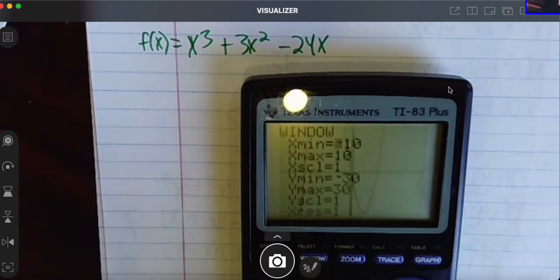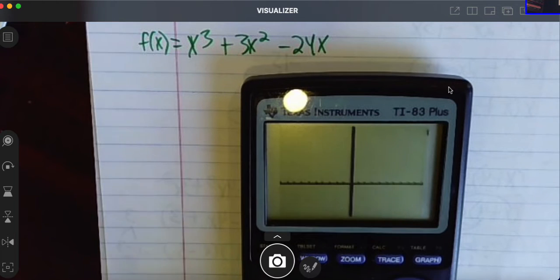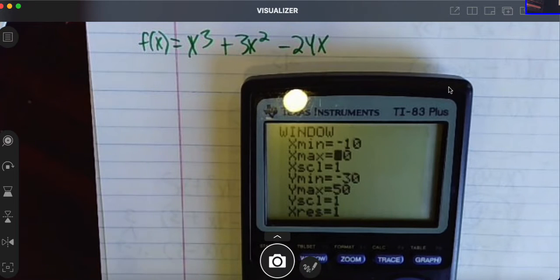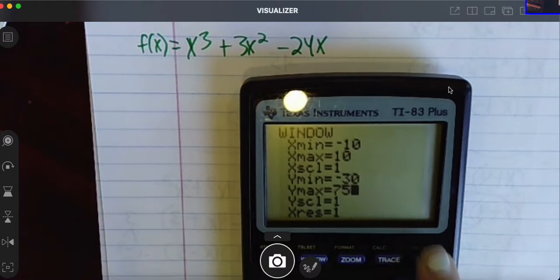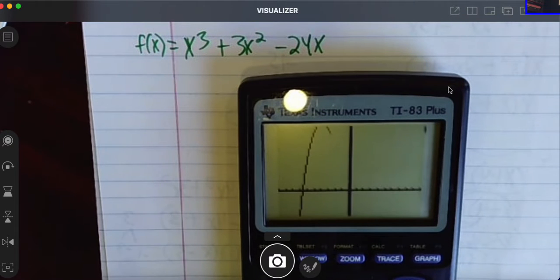So I'm going to go to my window. And which one takes me up? My y max. So you're going to have to go higher than 50. I'm just going to try it. I'm going to go up to 50. I just want y'all to get used to moving your window. It's getting really close, though. Let's try 75. So my y max, I'm going to go to 75. One more time. So what are we going to go to? 100.